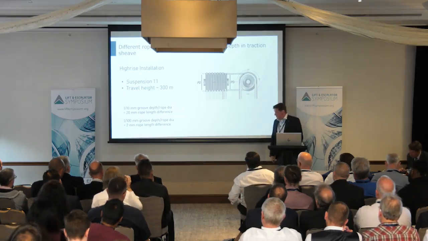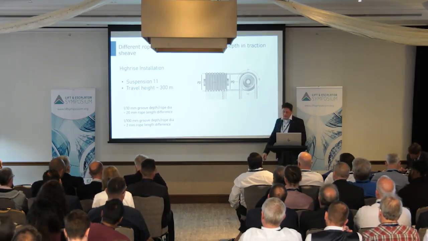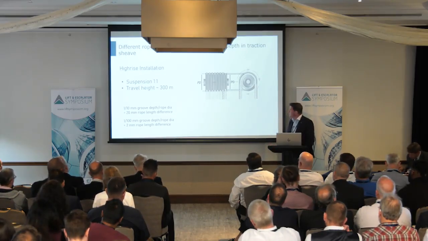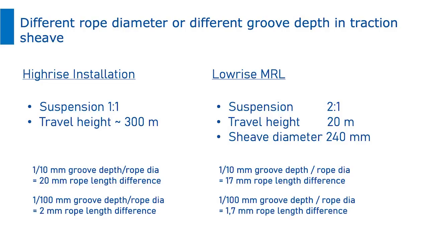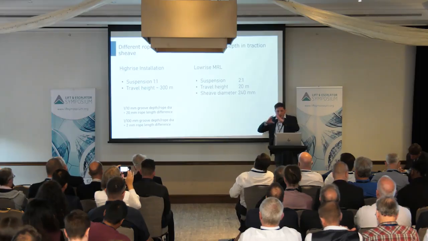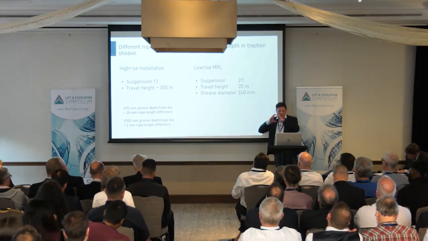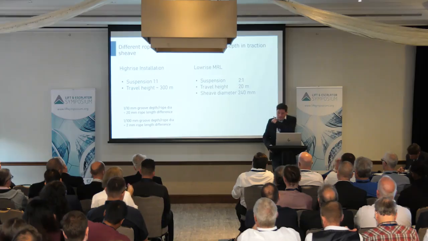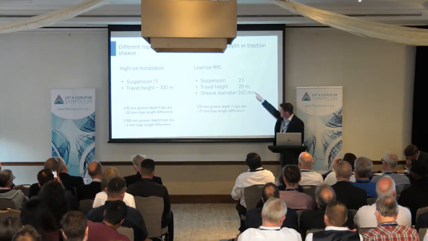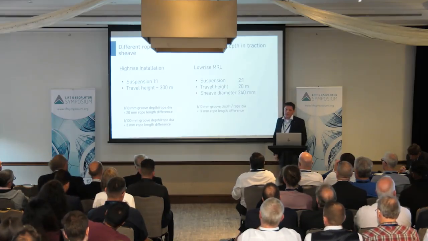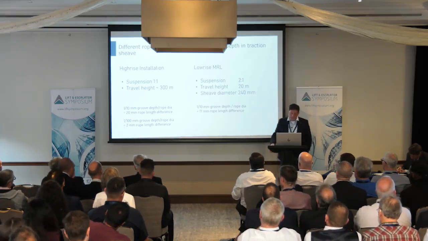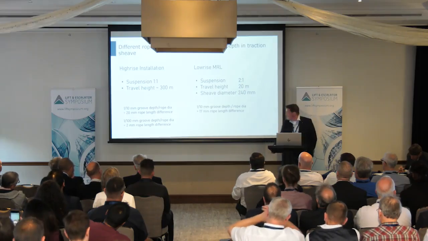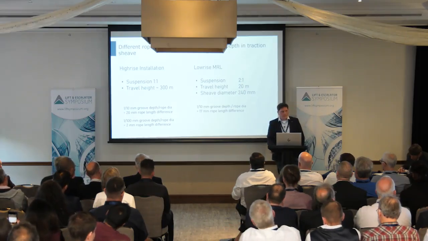With the hundreds of groove depth, it would give 2 millimeters less distance of the rope. So compare that to a standard low-rise machine-room-less elevator. Let's say 20 meters travel height, suspension 2-to-1, sheave diameter 240 millimeters, something like that. Nowadays, I think they don't even call it sheaves anymore if you use belts. If this elevator travels over its whole distance of 20 meters, it gives 17 millimeters difference in rope or belt length if the groove is worn out by 1/10 of a millimeter.